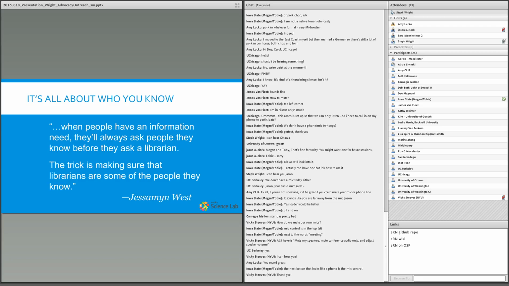Now, even though we'd done the environmental scan and taken a look at what was going on, I still wasn't entirely sure exactly what our constituents wanted or needed, whether they knew it or not. And so this is where my favorite Jessamine West quote comes into play. When people have an information need, they'll always ask people they know before they ask a librarian. And the trick is making sure that librarians are some of the people they know.